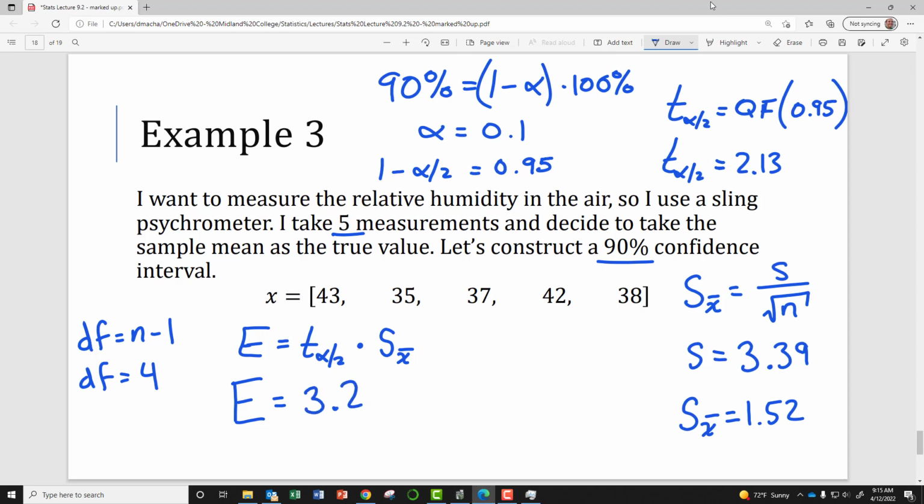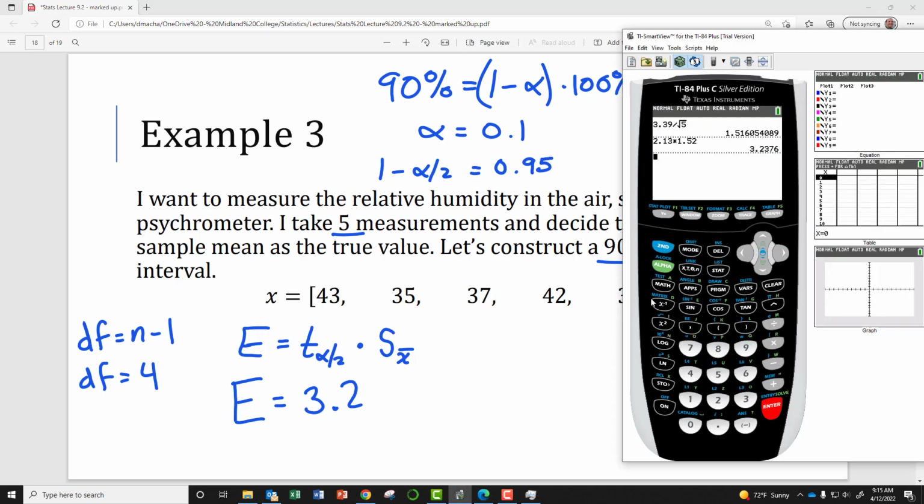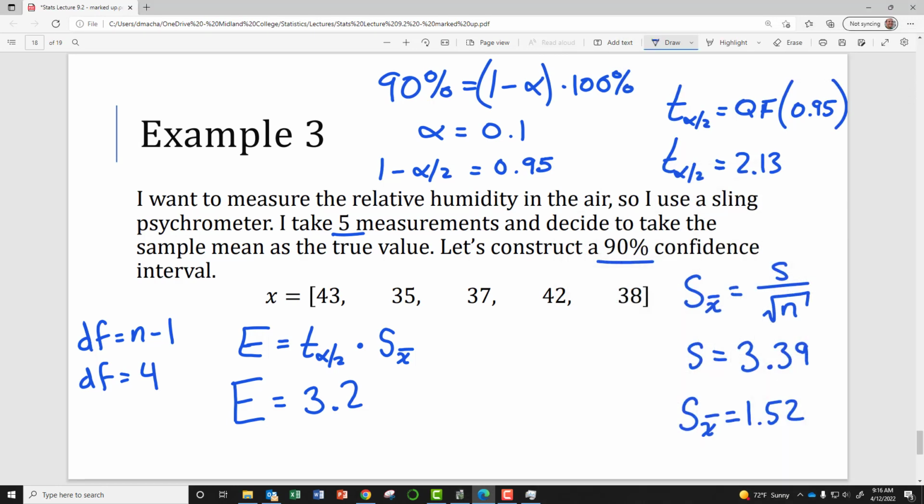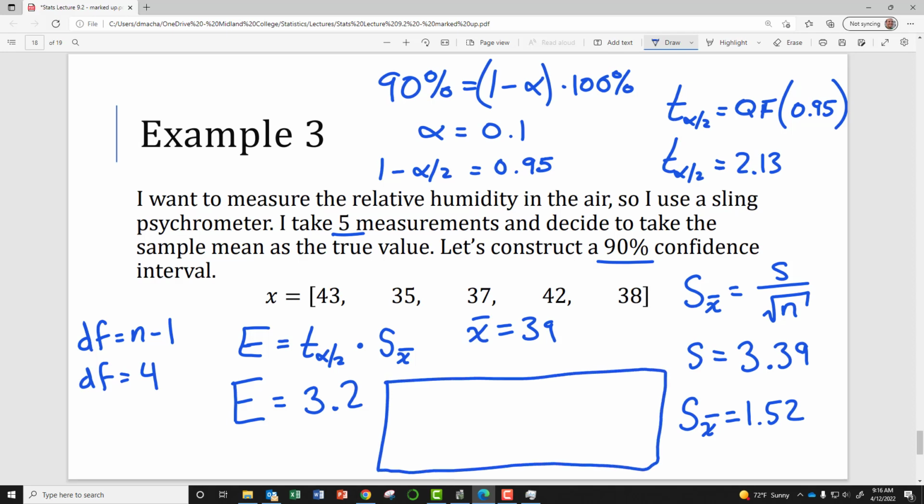And heck, what was my sample mean? That's important to know. Let's go over to one variable statistics, and we will find the sample mean to be 39. So now my final answer here, my confidence interval, is going to have a lower bound 39 minus 3.2, which should be 35.8. And then it's going to have an upper bound of 39 plus 3.2, which is going to be 42.2.